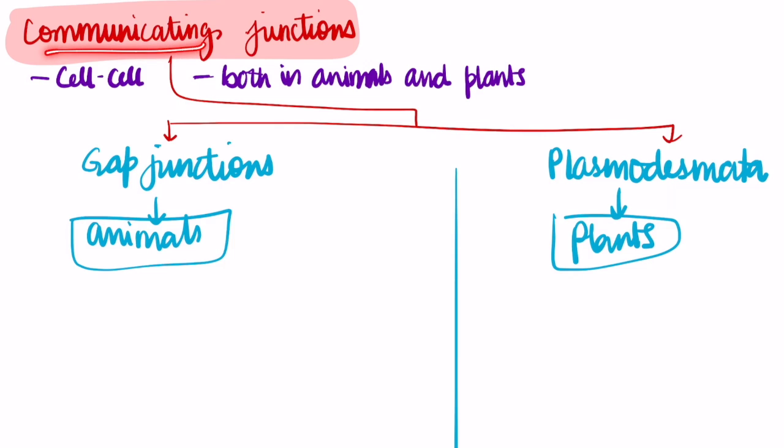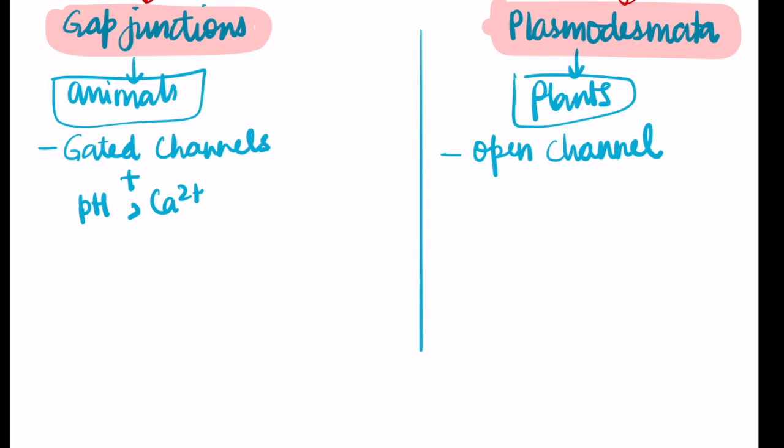Third kind is the communicating junctions, and this is between cell to cell, but it is present both in animals and plants. In case of animals, it is called gap junction. In case of plants, it is called plasmodesmata. Gap junctions are like gated channels because they are linking the cytoplasm of the two communicating cells, and plasmodesmata are more like open channels. Since these are gated channels, pH and calcium ions are also involved.